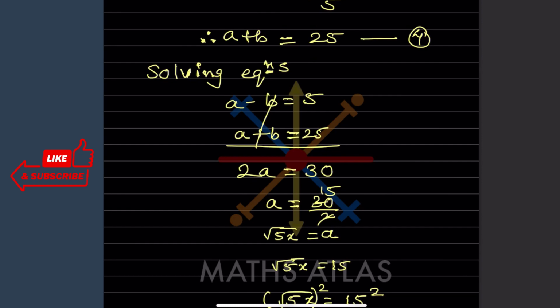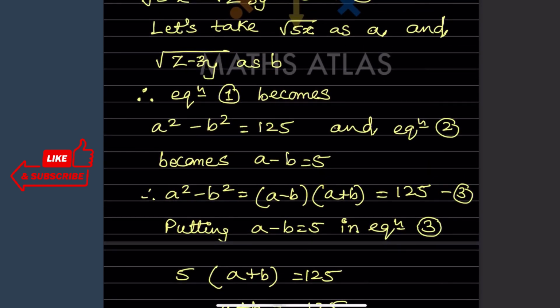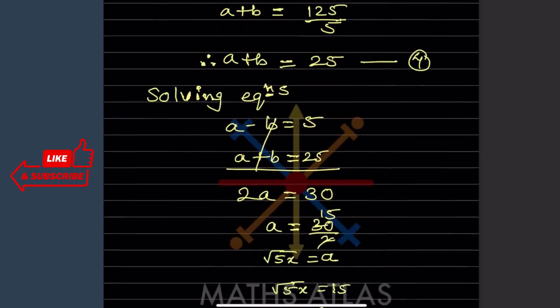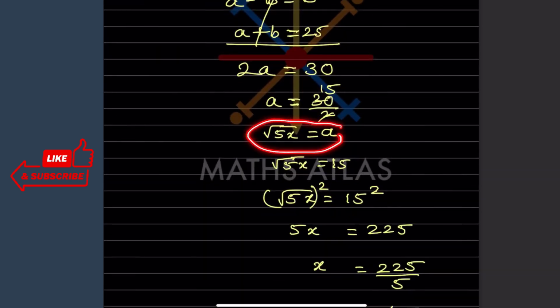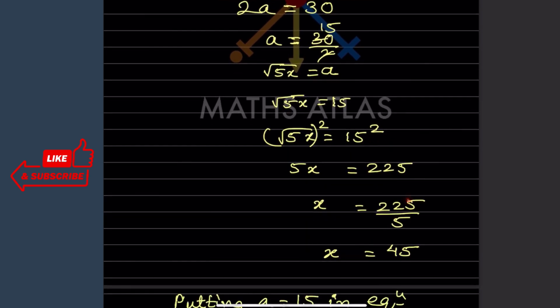So now what we have, here, we had considered what was that? Root of 5x as a. So now if we consider this root of 5x as a, this root of 5x will keep as it is, and in place of a, we are going to write this 15. So now what will we do? When we square both sides, when we square this one and we square this, so what do we get here? When you square, we get 5x, and when you square this one, you get 225. So x is going to be 225 divided by 5, and which is 45.